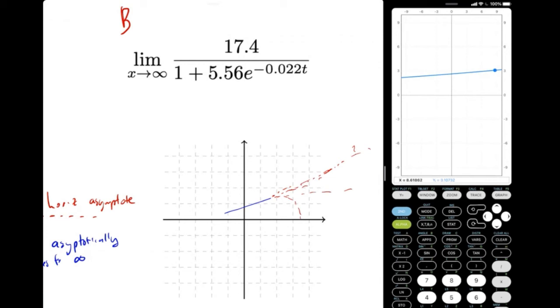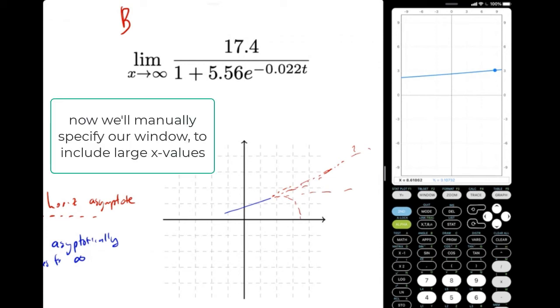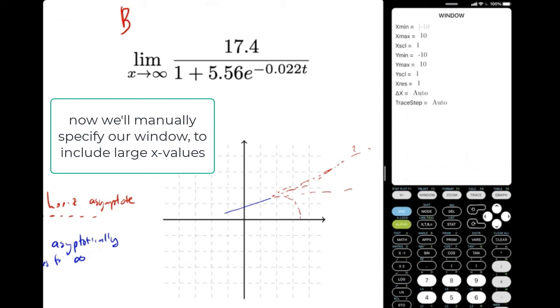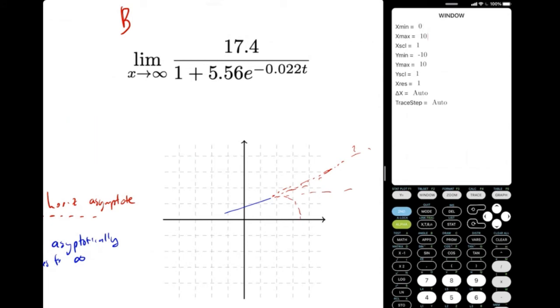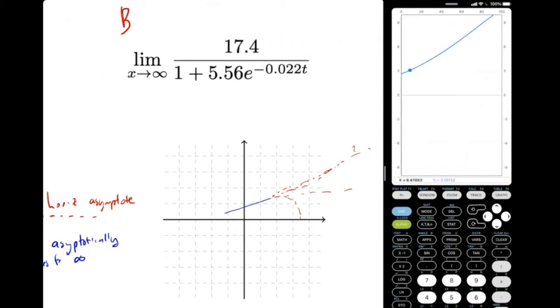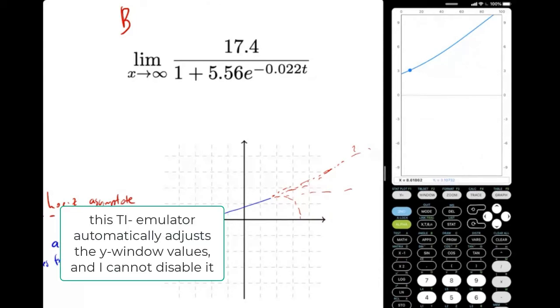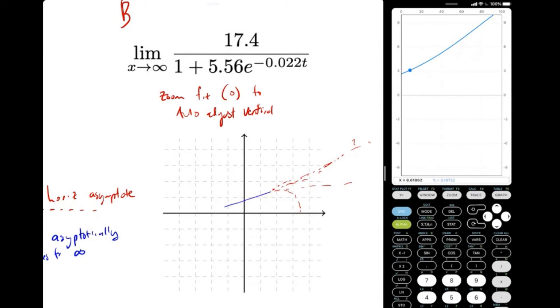I think we should change our window. So let's do window. Let's change x min to be 0. And let's go x max. Let's make that be, I don't know, let's do 100. Let's go x scale is 10. And let's graph it. Now, I'm guessing on yours, if you just manually adjust the window like that, then we probably don't get any plot. And so you probably need to now go zoom fit to adjust the vertical scale for you. This function looks like it keeps going up.